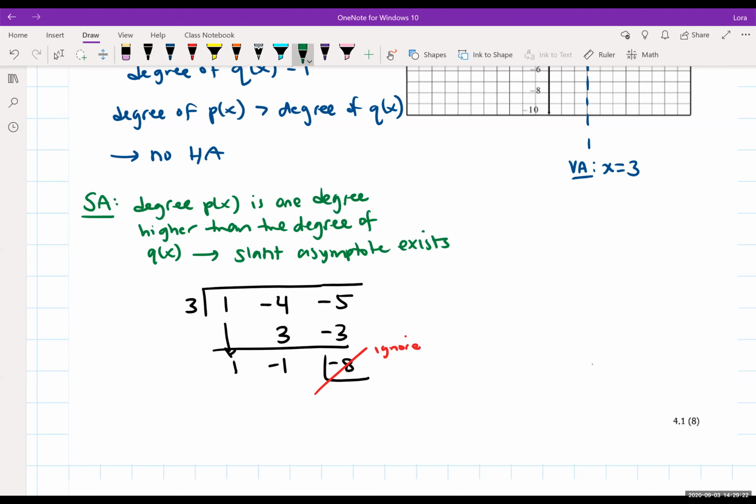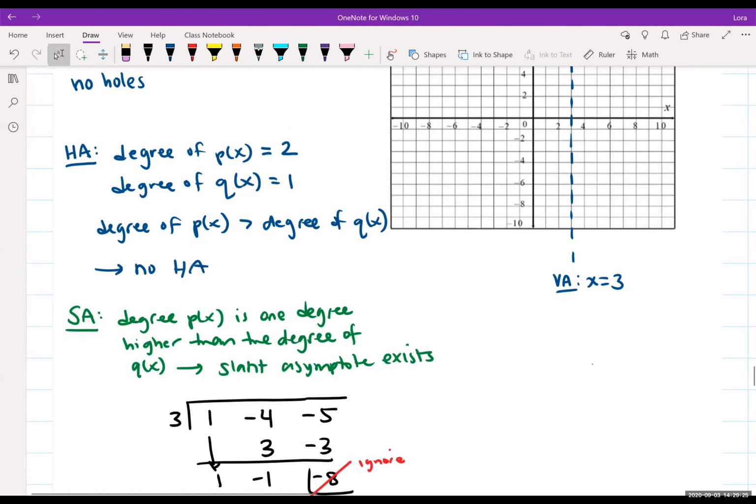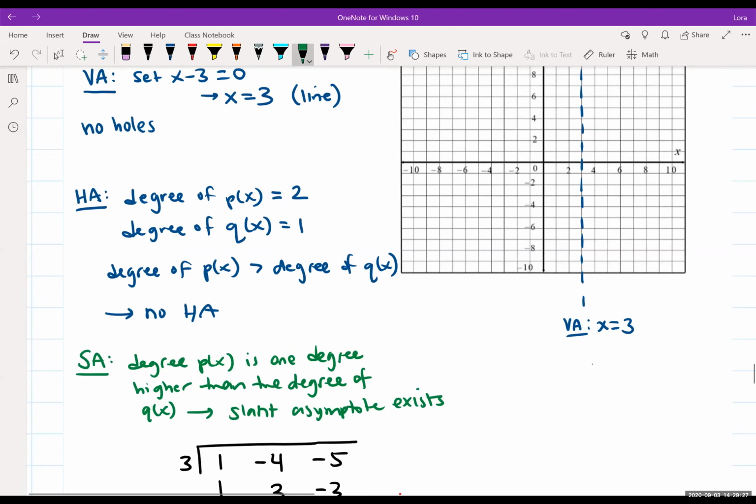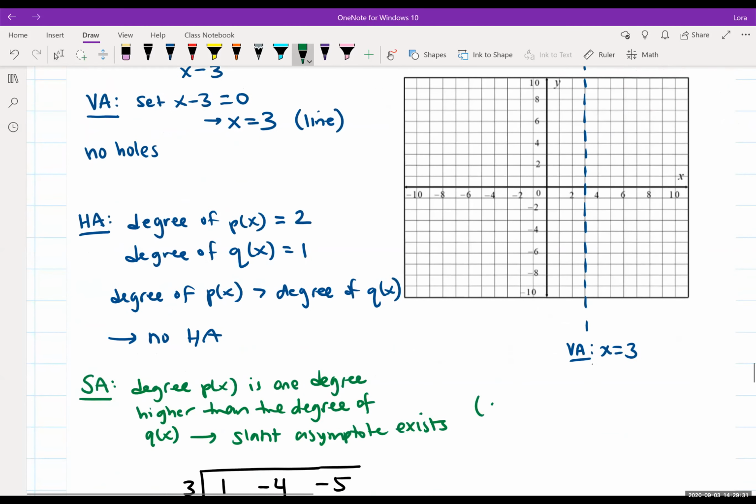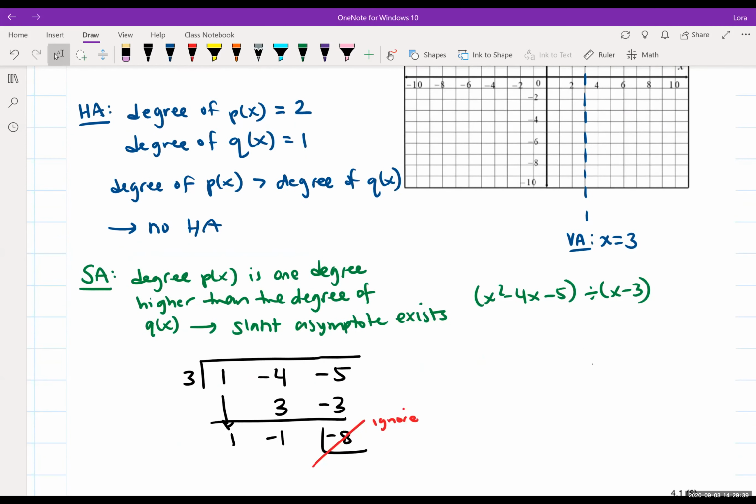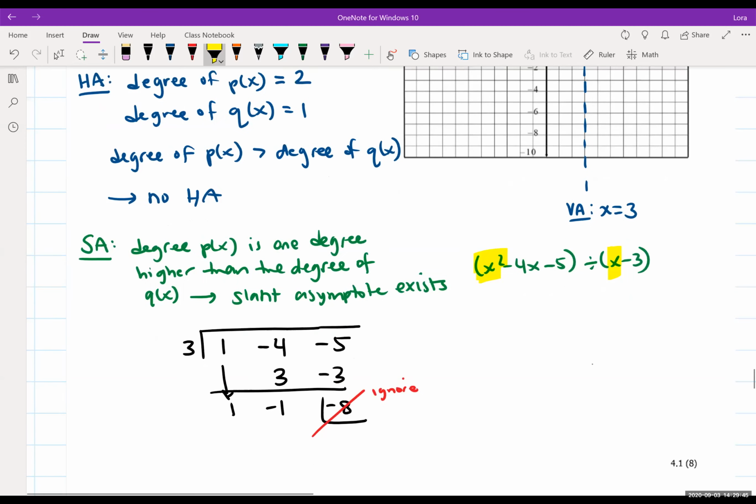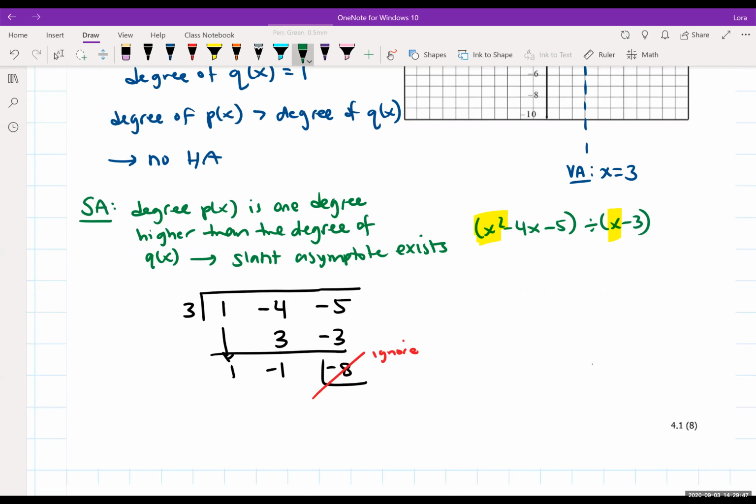Notice that we divided, and if I can, I'll give you an idea of what I just did. I'm just rewriting this over. I have x squared minus 4x minus 5 divided by x minus 3. What I'm looking at is that whenever I have x squared divided by x, it drops the degree down by 1. So when I look at my quotient, I should have 1x minus 1.